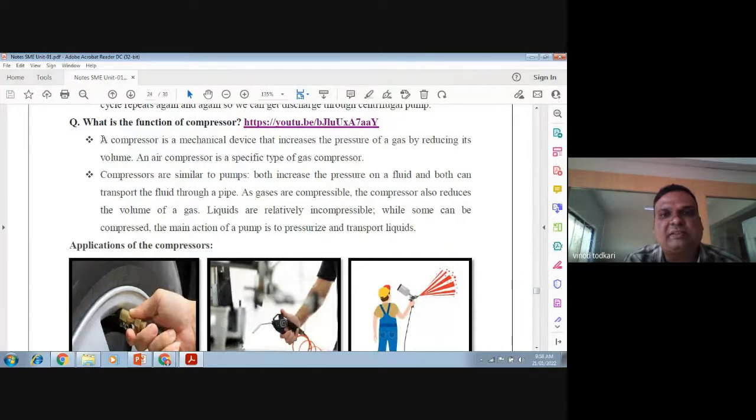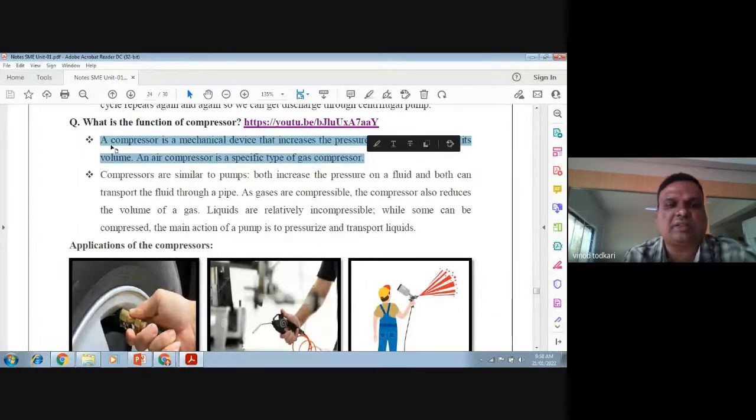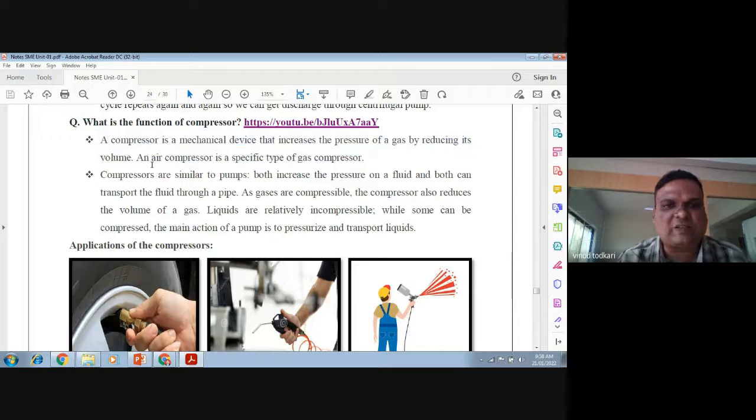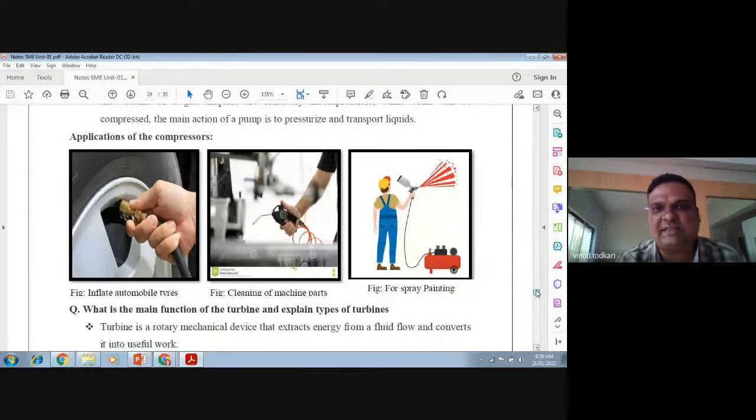Now see, what is an air compressor? An air compressor is a mechanical device that increases the pressure of a gas, right? Generally, we are not talking only about air compressors, we are talking about any kind of compressor. So a compressor is a device that increases the pressure intensity of a gas by reducing its volume, right? An air compressor is a specific type of gas compressor in which we compress the air. Now see, compressors are similar to pumps, because pumps increase the pressure intensity of liquids and compressors increase the pressure intensity of gases.